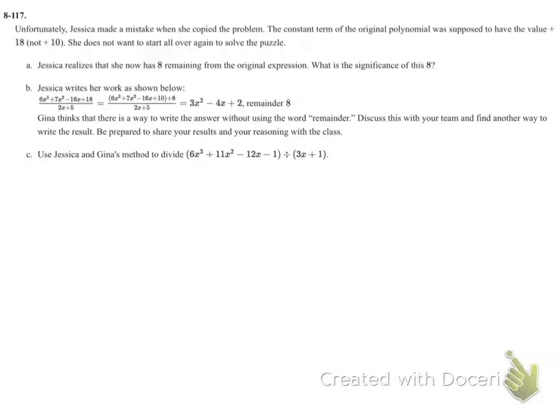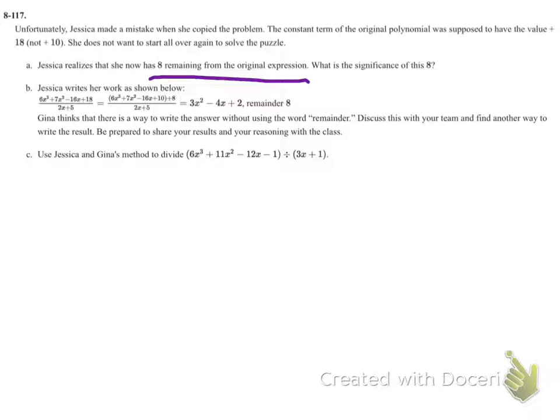Problem 117 is part of the in-class work. So going over this one, we're saying that in the previous problem, they made a mistake, and instead of it being plus 10 at the end, it was actually plus 18. That means now that there was an 8 remaining.